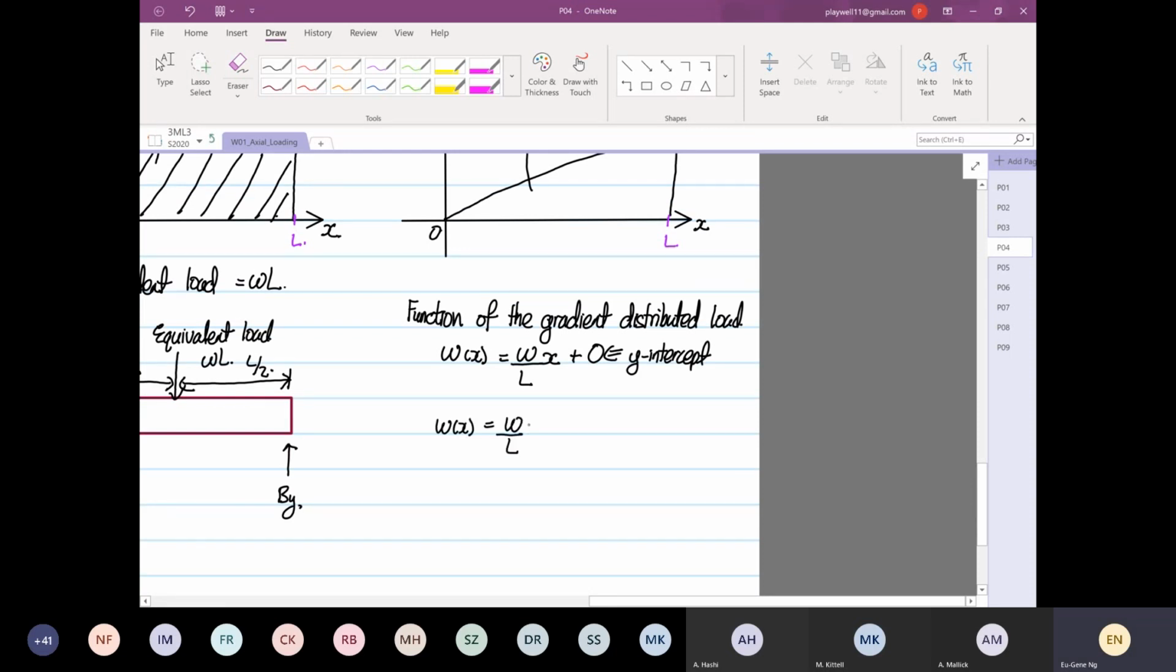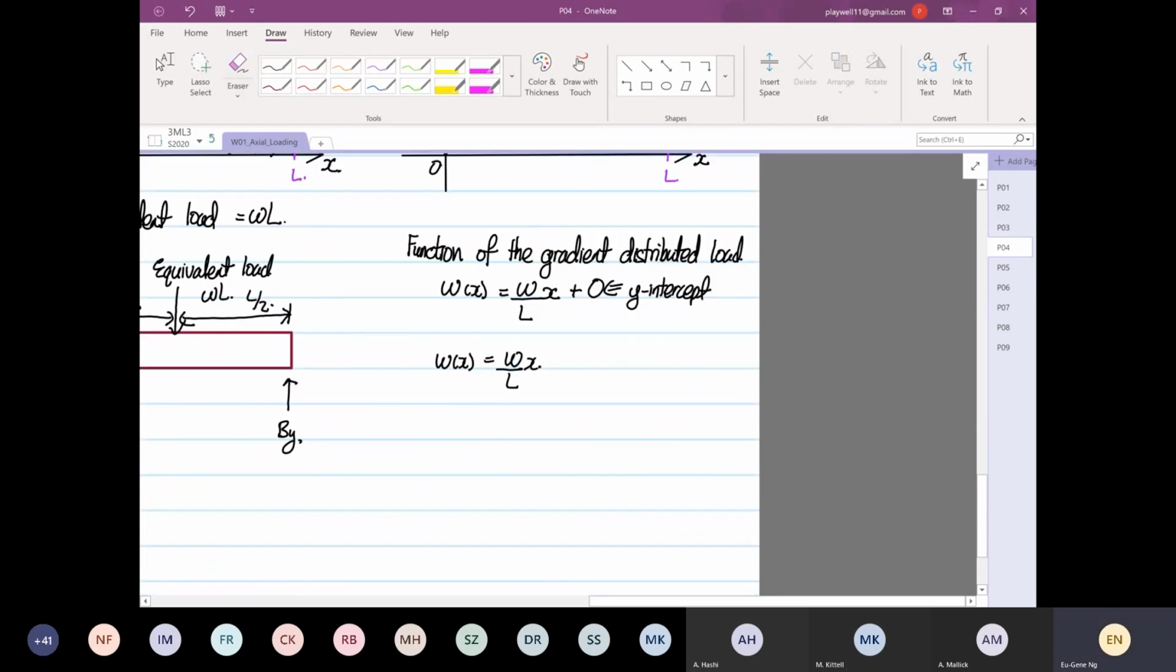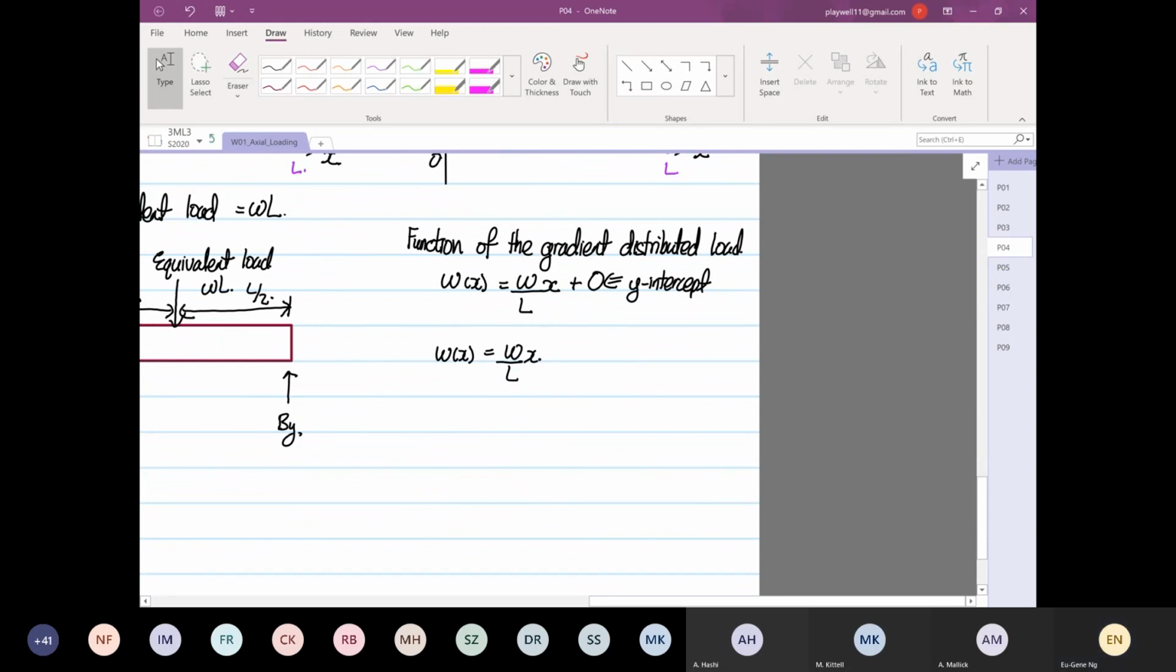Okay, why is that? Because the slope over here, the gradient over here, is a change in omega over a change in what? Length, or the change in x. Okay, the change in x. So to find the area, the equivalent load, which is the area under the straight line, you integrate from the limits of 0 to L, omega as a function of x dx.